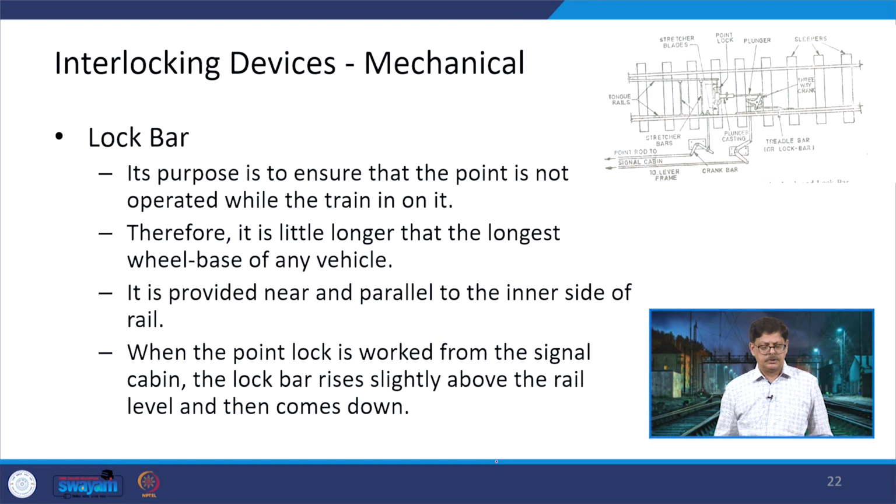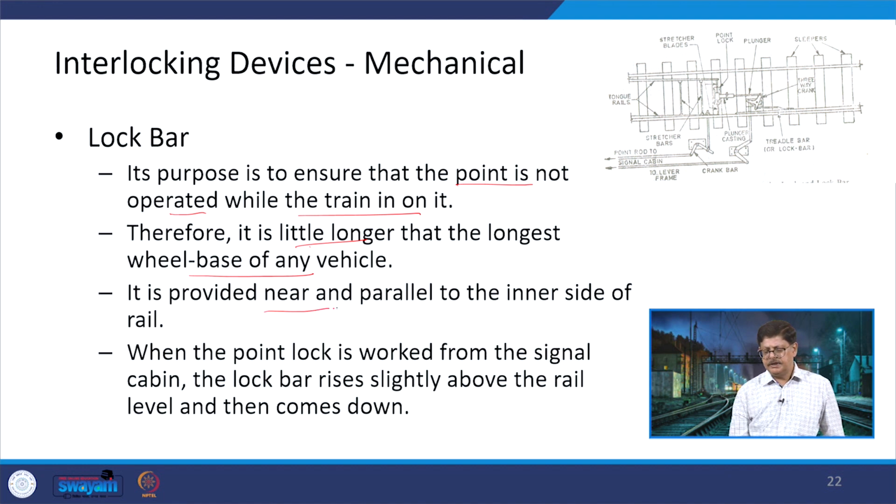Lock bar. This lock bar is basically there to ensure that the point is not operated while the train is moving on the section. So, it helps in the locking system. It is a little longer than the longest wheelbase of any vehicle. So, whatever bogie sizes are being used, on the basis of that bogie size, whatever wheelbase is there, it is longer than that.